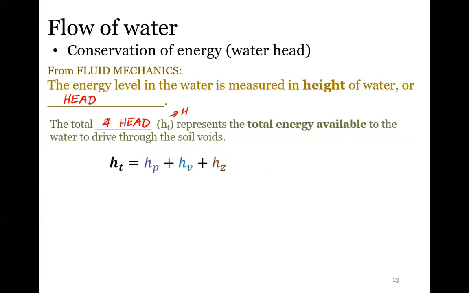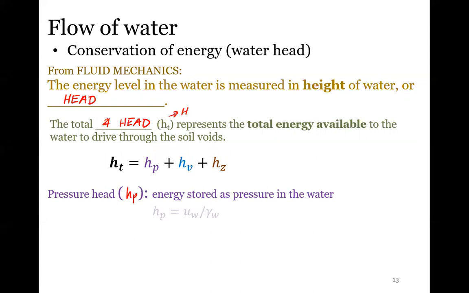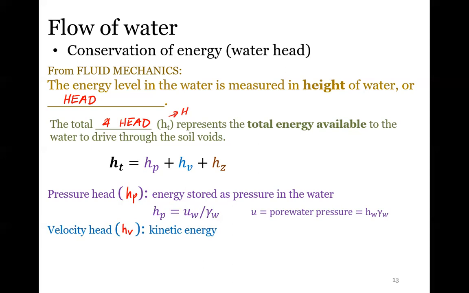So what we see is the total head is equal to three things, and this is from our Bernoulli equation. It's equal to the pressure head, so HP, and this is the energy stored as pressure in the water, so kind of obvious. It's equal to the velocity head, which is our HV. And this is the kinetic energy.